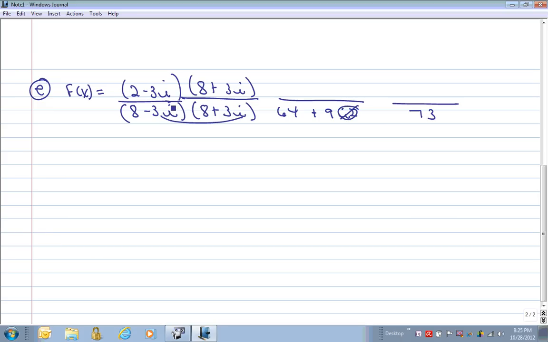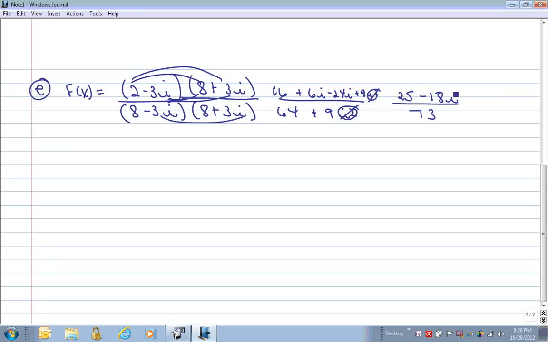At the top, we will have to do old-fashioned FOILing. So 2 times 8 is 16, and 2 times 3i would be positive 6i, and then negative 3 times 8 would be negative 24i, and then negative 3i times positive 3i would be a negative 9i squared again, which is going to cancel out and make the 9 positive. So when we combine like terms at the top, we'll have 16 and 9, which is 25. We'll have 6i and negative 24i, which gives us a negative 18i.